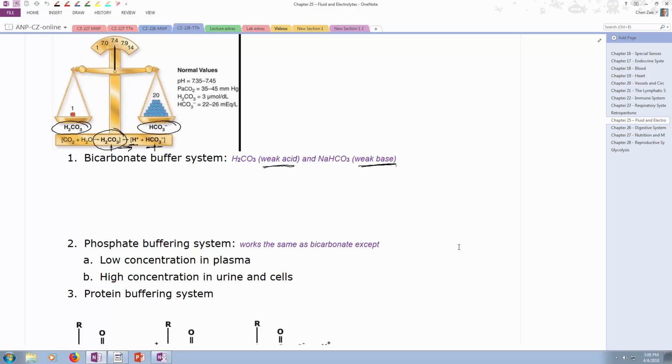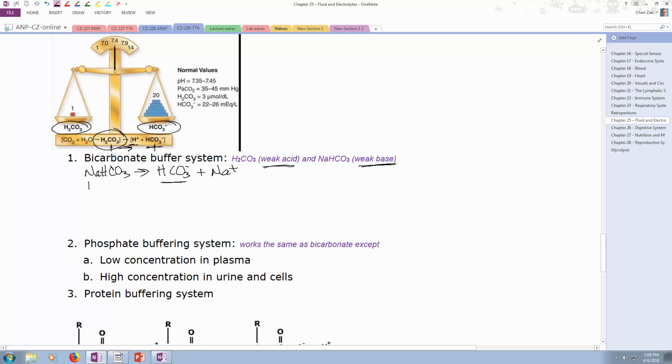So let's take a look first at sodium bicarbonate. NaHCO3 will dissociate into HCO3, which is our buffer, and that buffer can accept protons. So this is a weak base is what we're making here, which is going to help us with buffering an acidotic situation.